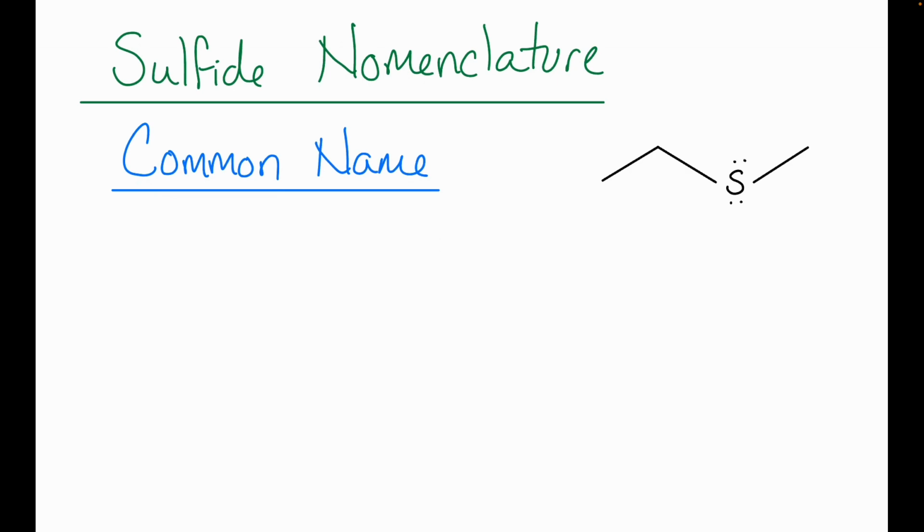And our common name scheme for these is just like we saw for ethers, right? There's necessarily an alkyl group on either side of that sulfur. So you're going to, step 1, name those 2 alkyl groups. On this side here, I have a 2-carbon alkyl group, what we would call an ethyl group. And on the other side, I have a 1-carbon alkyl group, what we would call a methyl group.